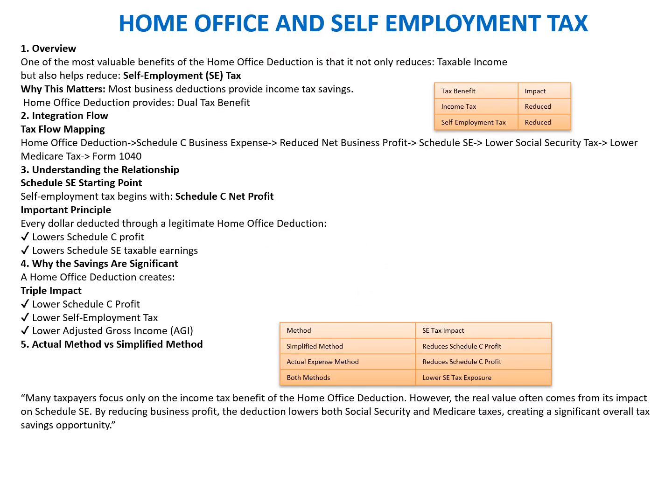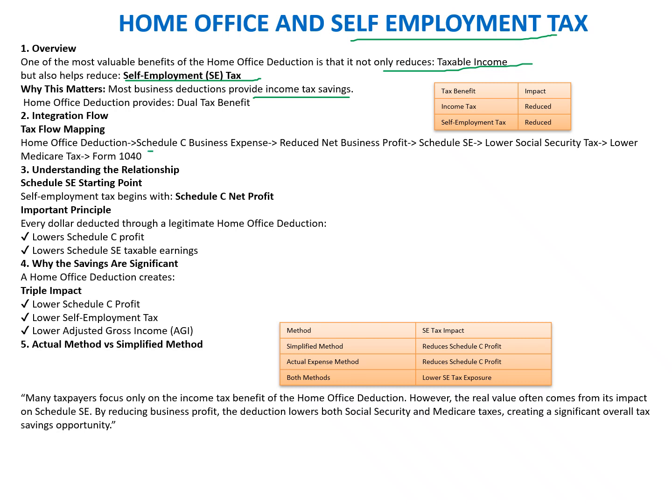Okay, now we'll discuss the impact of the home office deduction on the self-employment tax. One of the most valuable benefits of the home office deduction is that it not only reduces the taxable income, it also helps reduce the self-employment tax, because it lowers the business profit, and the calculation of SE tax is largely based on the business profit by applying a percentage method. So the tax benefit is that income tax is reduced, and it also reduces the self-employment tax.